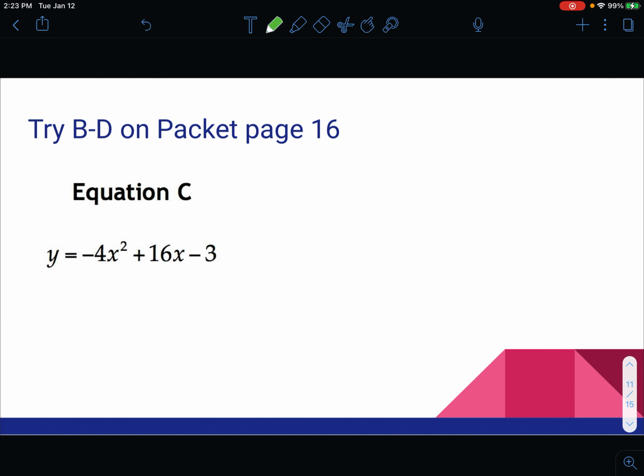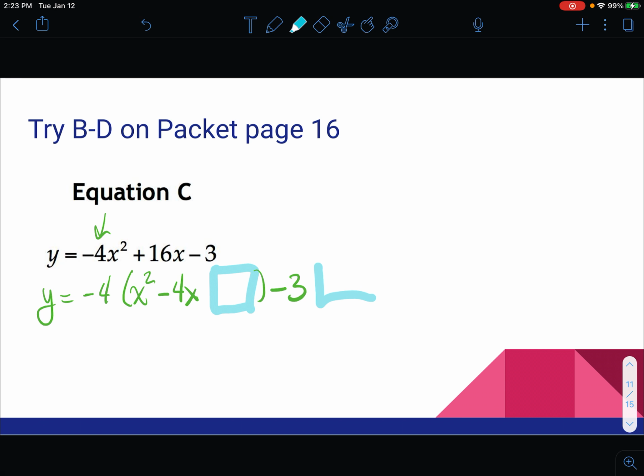Okay, let's take a look at equation C on page 16. Once again, we got to deal with this a value, so let's go ahead and pull that out. Notice I'm only pulling it out of the first two terms. You're going to be doing that same thing. I keep that minus 3 the way it is, and then I make sure to write down my two blobs here so I don't forget to complete the square and to balance.